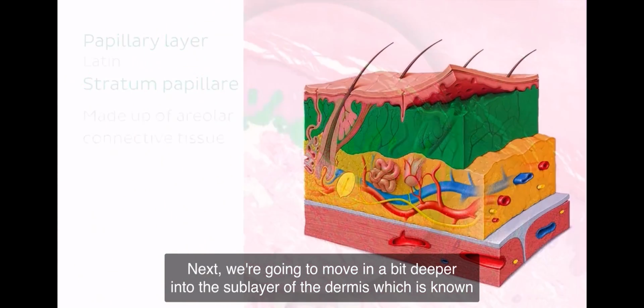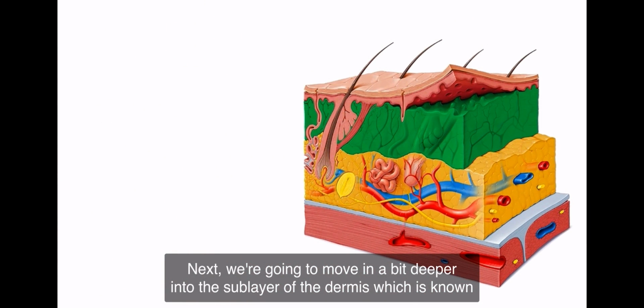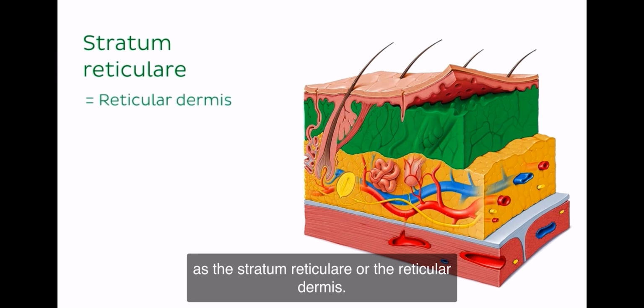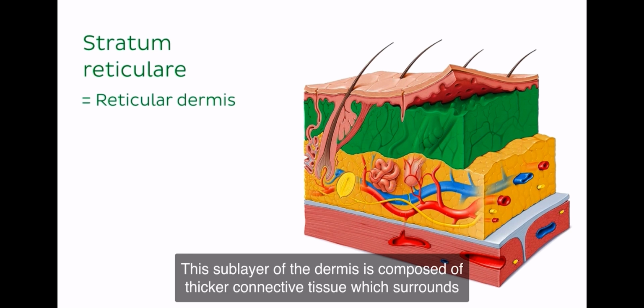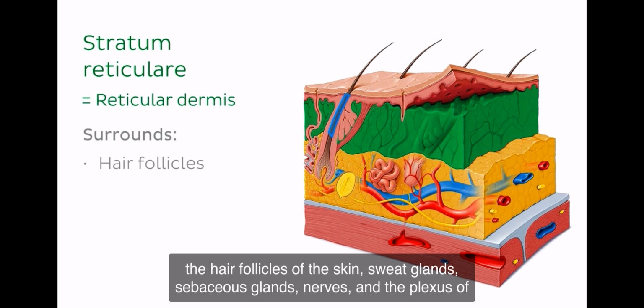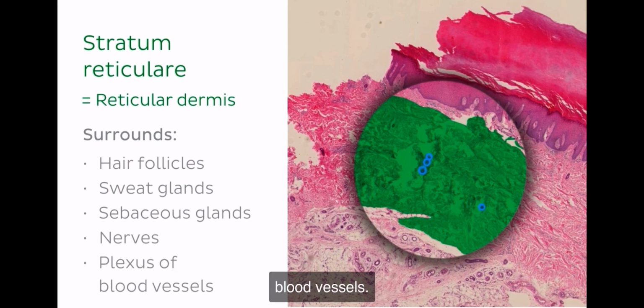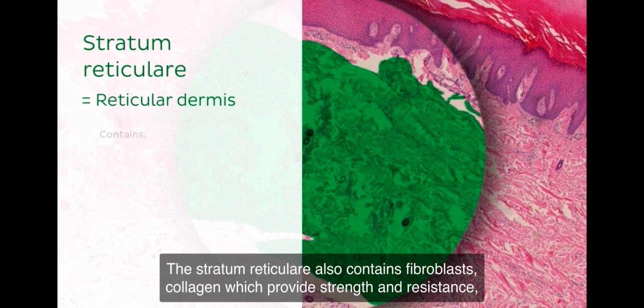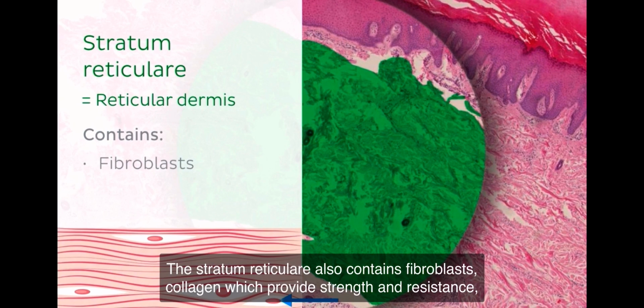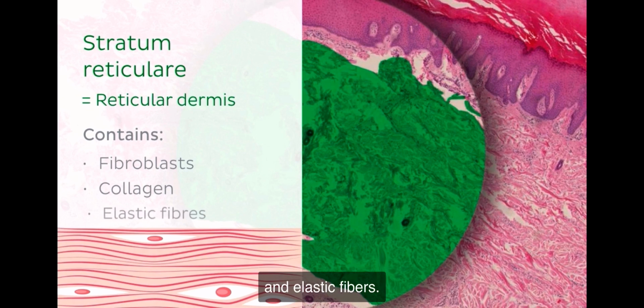Next, we're going to move a bit deeper into the sublayer of the dermis known as the stratum reticulare, or the reticular dermis. This sublayer of the dermis is composed of thicker connective tissue, which surrounds the hair follicles of the skin, sweat glands, sebaceous glands, nerves, and the plexus of blood vessels. The stratum reticulare also contains fibroblasts, collagen, which provides strength and resistance, and elastic fibers.